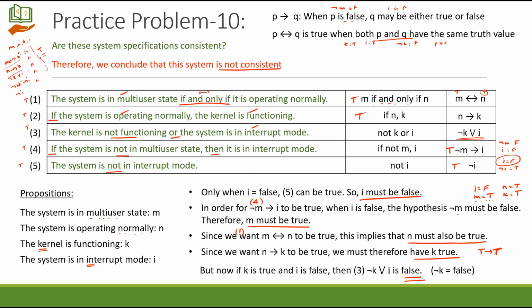So little by little, we are trying to make every specification true. From the fifth one, we are moving to the fourth one. From there, we are moving to the first one. Then from the first, we are moving to the second specification. We are finding all the 4 values. But when we substitute those values in specification 3, this is becoming false because false or false will give you false. Since one of the specifications is false, which one? It is the third specification. We are concluding it is not consistent.